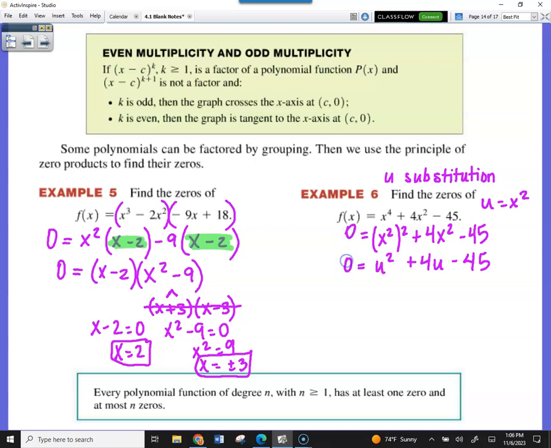Now I can solve this by factoring. What are the factors of negative 45 that add up to 4? Positive 9 and negative 5. Yep. You have it in factored form. Now you set them equal to 0 and solve, or you could just pull the zeros straight from this. Here u is negative 9. Here u is 5.